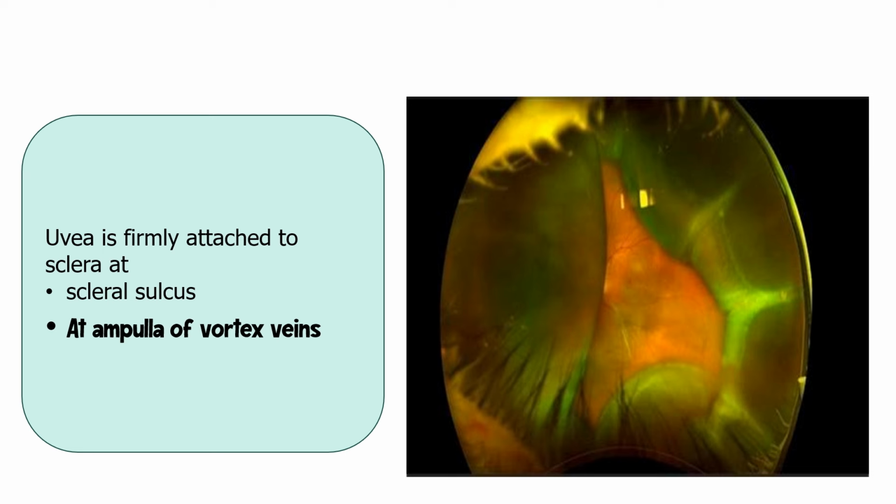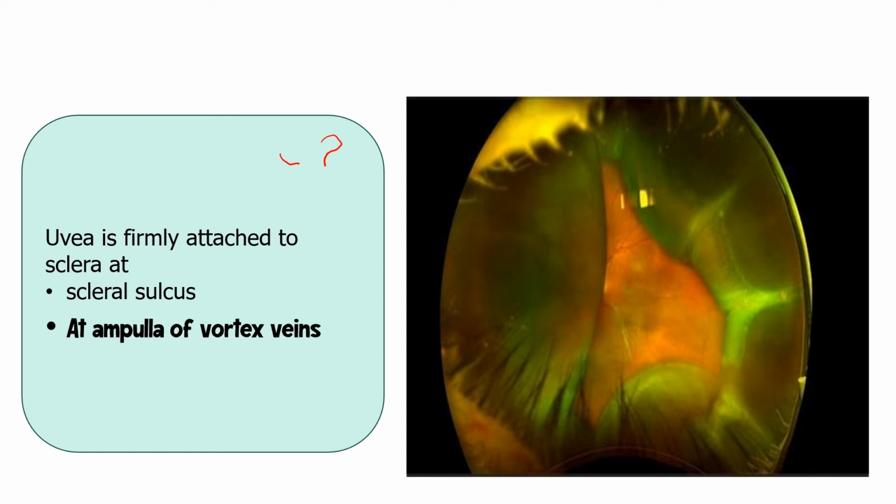Now, an important point is that the uvea or the choroid is firmly attached at certain positions to the sclera. The sclera is the outer coat, the uvea is the inner coat, and the innermost coat is the retina. The uvea is firmly attached to the sclera at two positions. One is at the scleral sulcus, okay, and the other is at the ampulla of the vortex veins.